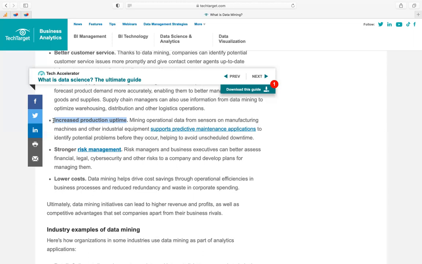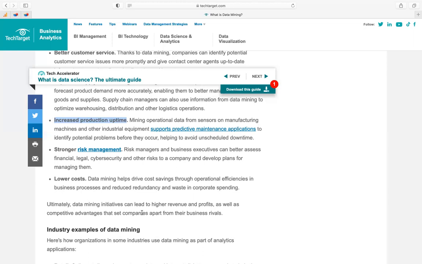Stronger risk management. Now, risk managers and business executives can better assess financial, legal, cybersecurity, and other risks to a company and develop plans for managing them. When you have this data, you can track transaction records and know any anomaly, any abnormal transaction, and take the appropriate measures. So based on the data mining you performed on your data set, you can make informed decisions and tackle any emerging risk.